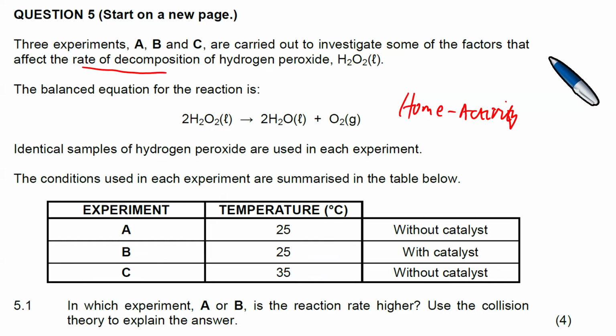In which experiment, A or B, is the reaction rate higher? Use the collision theory to explain your answer. Is it in A, in B, or in C that the reaction rate is higher? Because there are a couple of things in A and B, since we're dealing with A or B, the temperature is the same. It's just the catalyst that is different. Here there's without the catalyst, there is with the catalyst.